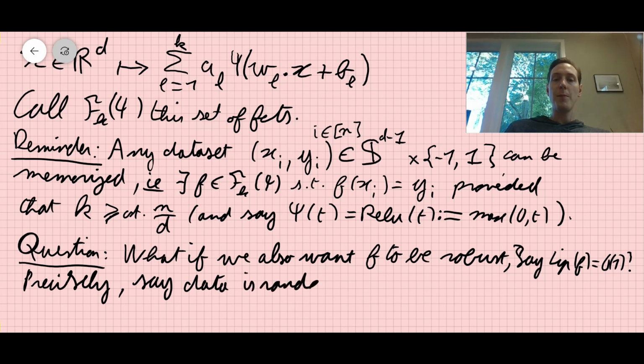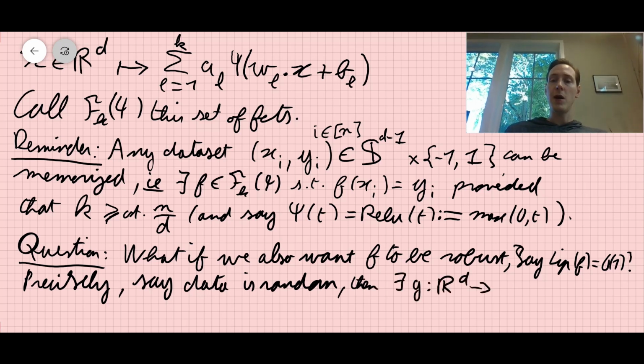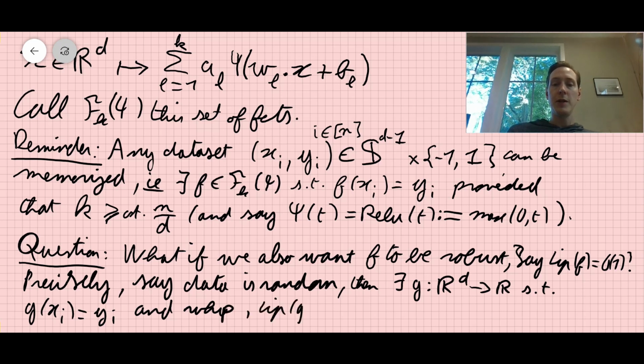Okay, so random means that the xi's are uniformly random on the sphere and the yi are random plus or minus 1. Then there exists a function g from Rd to R such that g of xi is equal to yi, and with high probability the Lipschitz constant of g is O of 1.